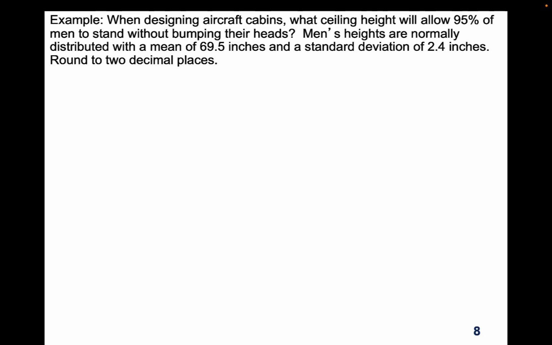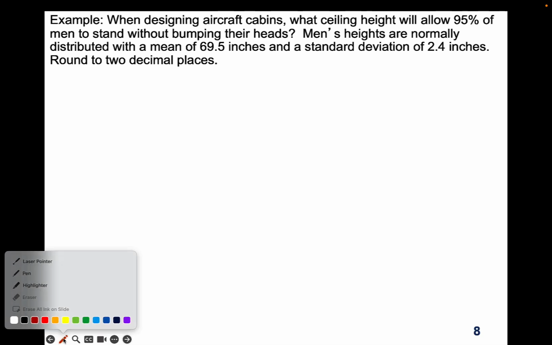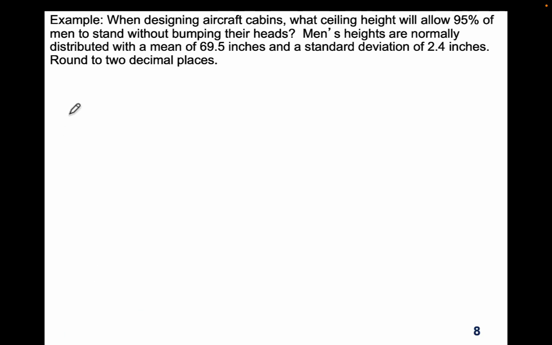I gotta just slow down, back up. What am I being hired to do? I'm being hired to figure out what height we should make the ceilings in an aircraft cabin so that 95% of men can stand up without bumping their heads. Okay, we're told that men's heights are normally distributed. So I'm just sketching a bell-shaped curve. I'm putting X on the axis, not Z, because we weren't given Z scores. We were given the real numbers.